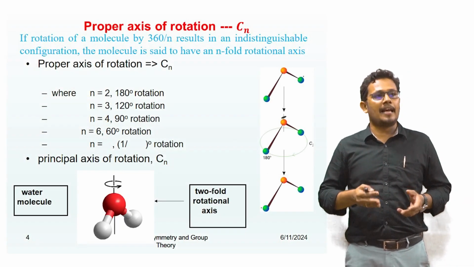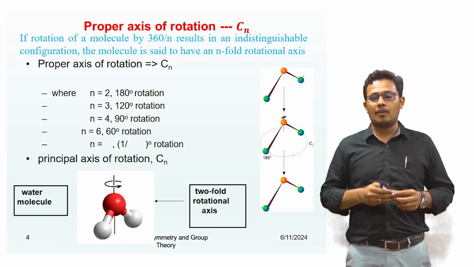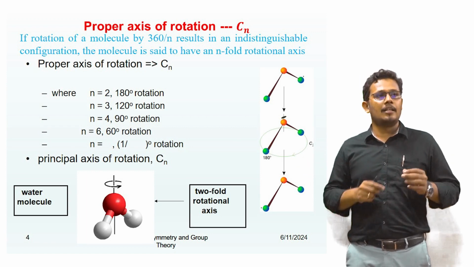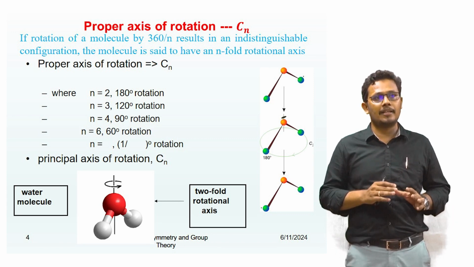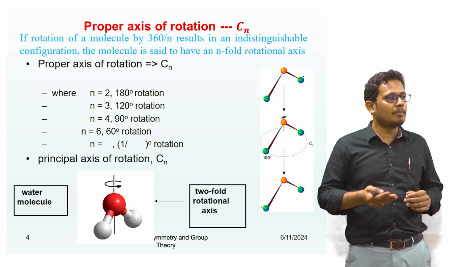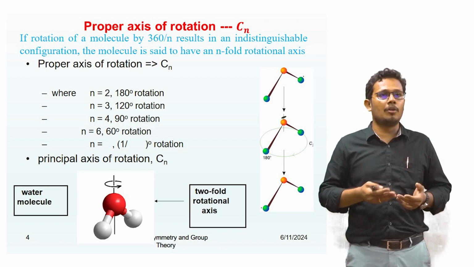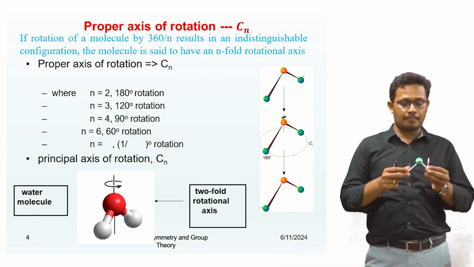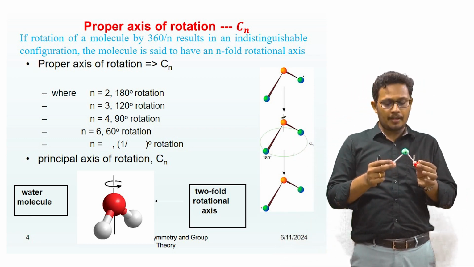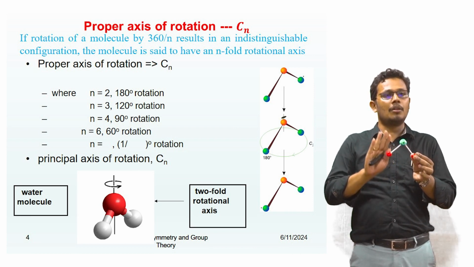Let us move on to the next one. Consider the first one, that is the proper rotational axis. We can call this the rotational axis of symmetry. What is the definition? It says that if a rotation of a molecule by 360 divided by n results in an indistinguishable configuration, then that molecule has an n-fold rotational axis. Let us consider a simple example, the same water, right? We are operating this. Operation means you need to rotate this molecule only 180 degrees.